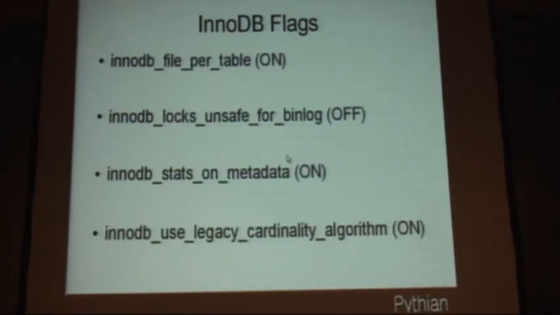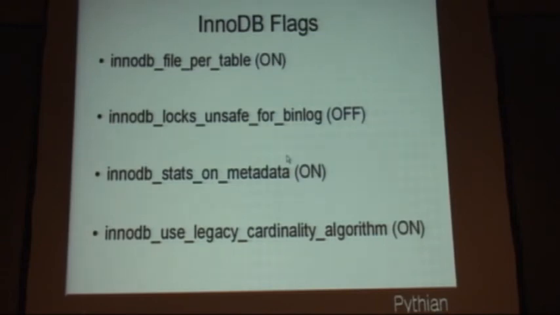Let me see how much more there is. There are about 4 more slides on InnoDB flags, and we'll see how far we get. InnoDB file per table, I already explained how that worked. It's a flag used when you're doing a create table. If you create a table and InnoDB file per table is on, it will be created with a data file that is external to the data dictionary.